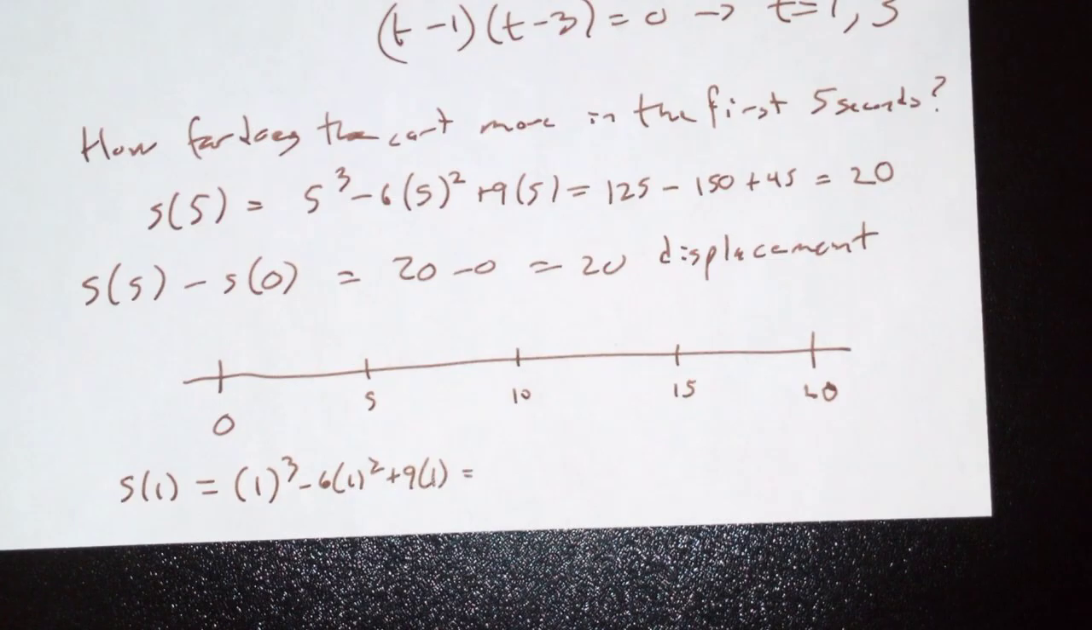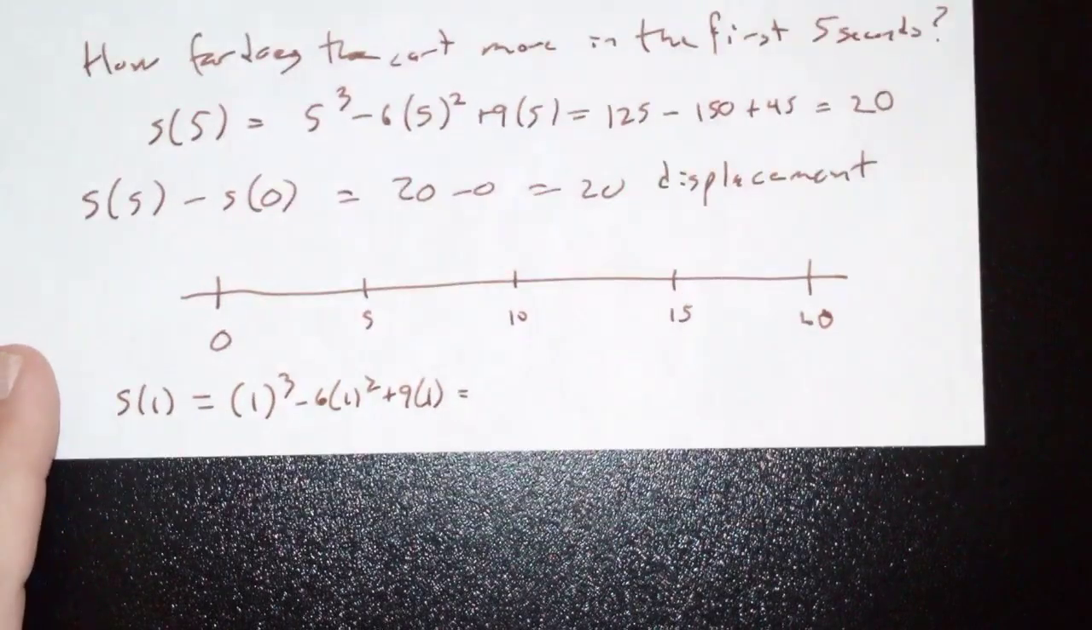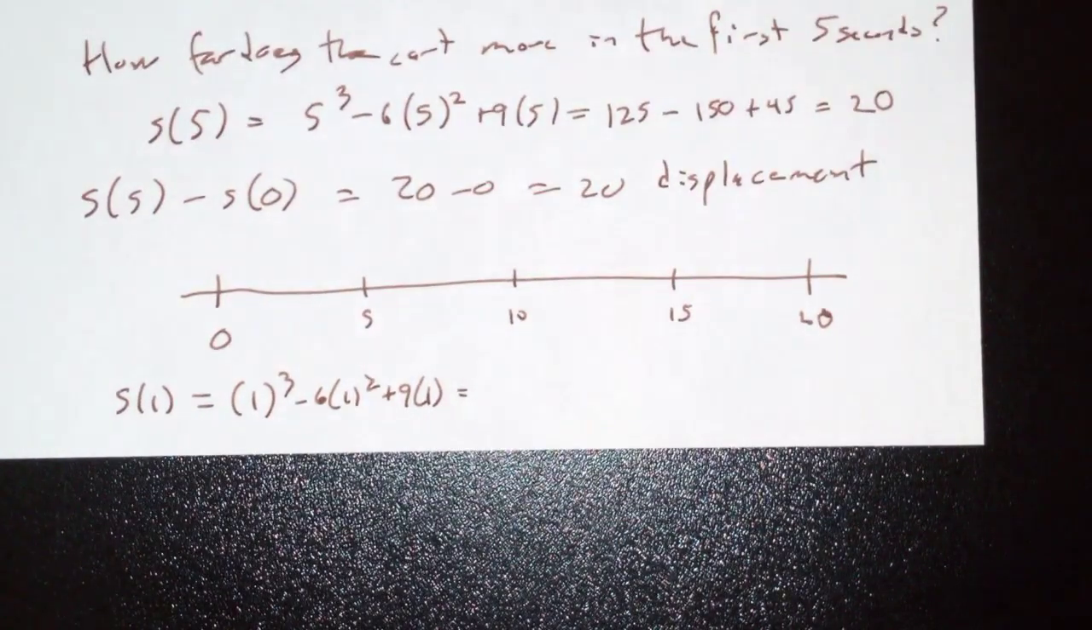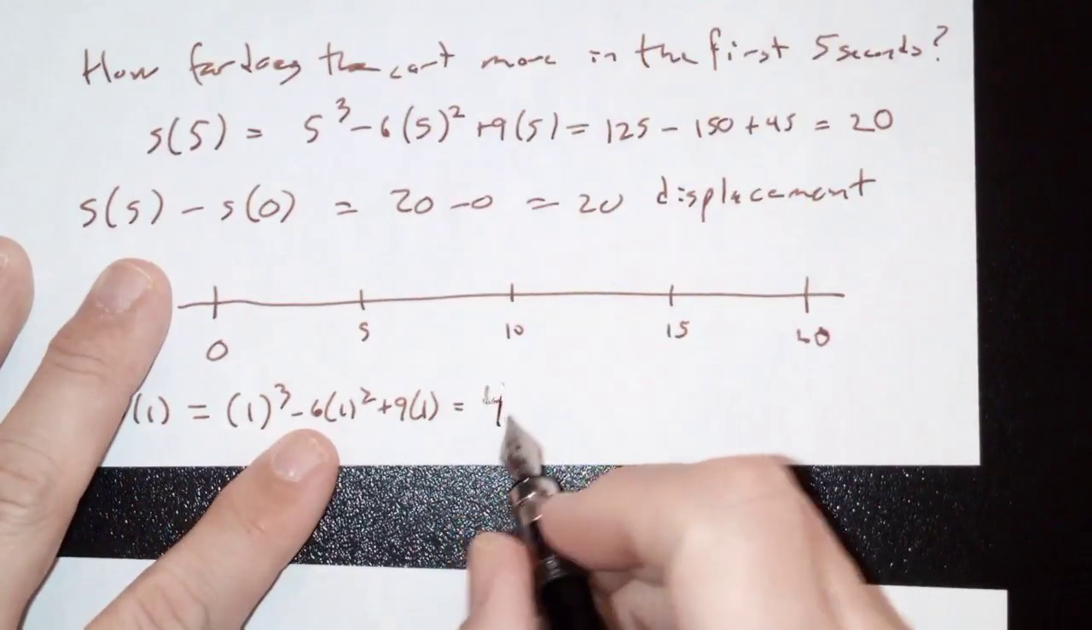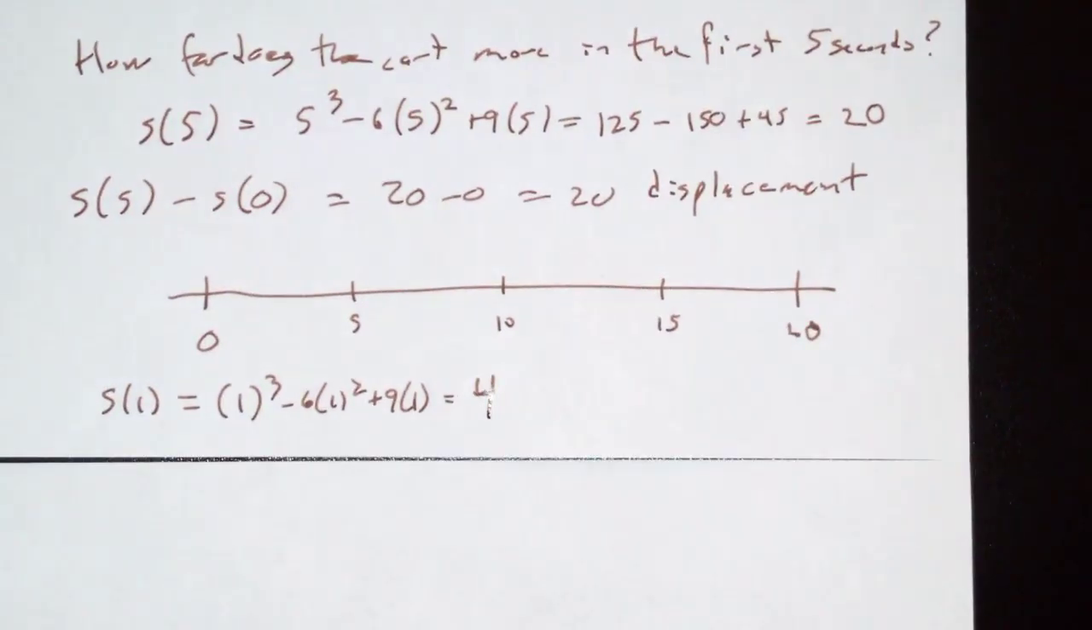Where am I at time 1? I'm at 4 meters. And at time 1, I moved to the right, but I came to a stop. I know at time 2, I'm going left. So I had to turn around and start going back. I came to another stop at time 3.